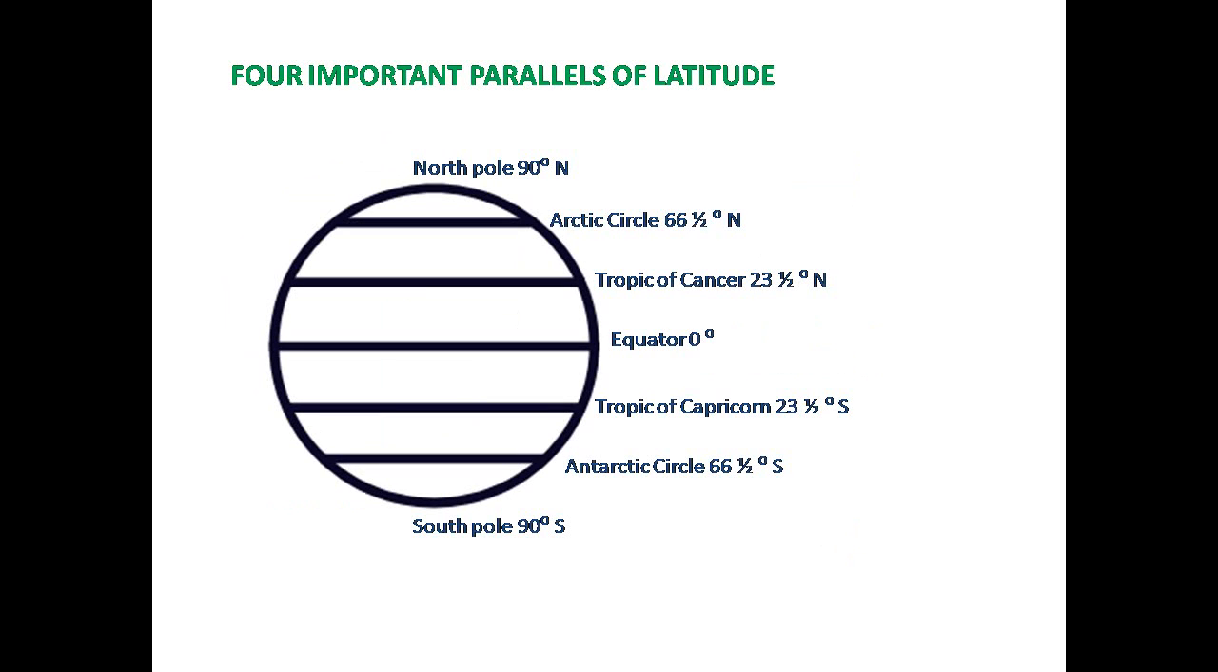We have four important parallels of latitude. The first one is the Tropic of Cancer. It lies in the northern hemisphere at 23.5 degree north latitude. Then we have the Tropic of Capricorn. It's in the southern hemisphere at 23.5 degree south latitude. Next we have the Arctic Circle at 66.5 degree north latitude and the Antarctic Circle at 66.5 degree south latitude.